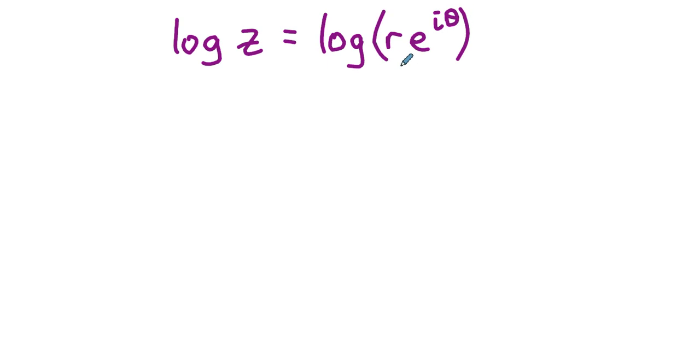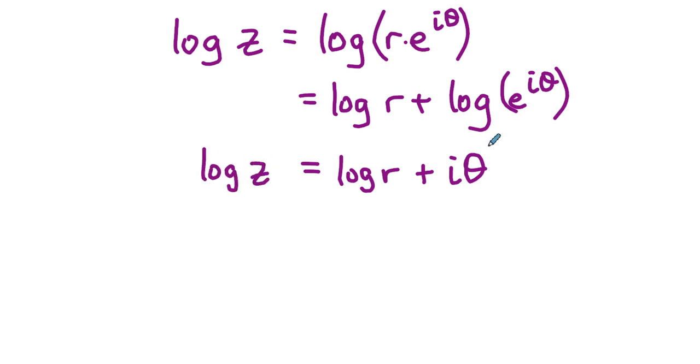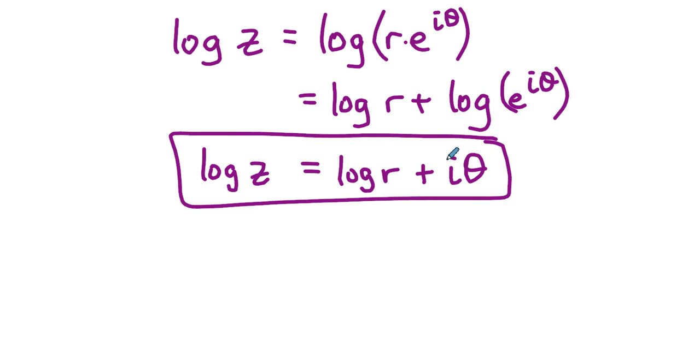So what do we mean when we talk about the log of z? Well, the log of z is the log of r e to the i theta, and that's a product, so it's the sum of two logs. That's as far as we can go. This is a log base e, right? So we have that the log of z is this quantity, which is a little bit weird to think about.